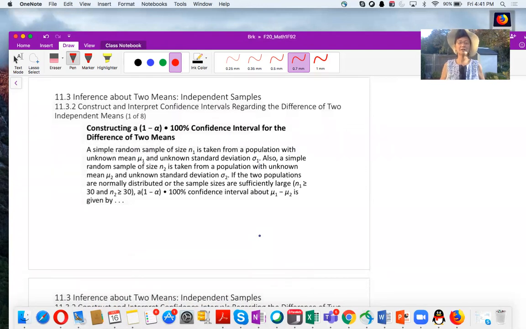So far, we did 2 approaches, classical approach and p-value approach, to test the 2 population means. Next, we'll construct a confidence interval for the difference of 2 population means.